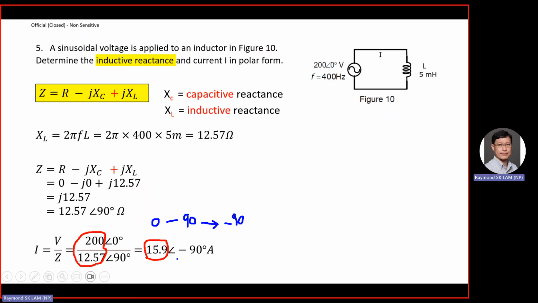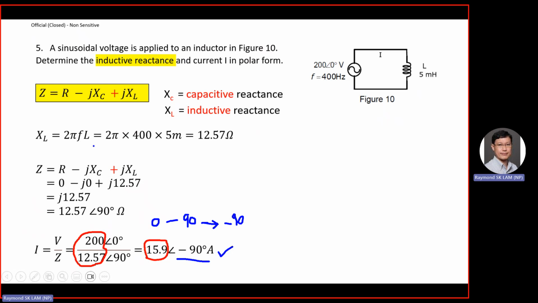So that's why you see the minus 90 here. And remember, for current is ampere. Okay. So do you have any question? So just to summarize, we only study series circuit, okay?